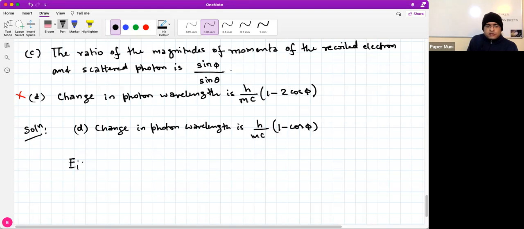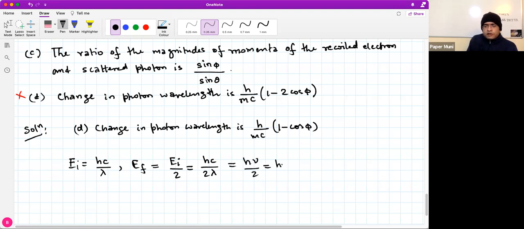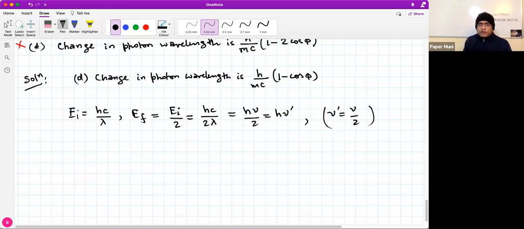Now the initial energy of the photon is hc by lambda. And the final energy of the photon is given such that it loses half of its energy, so it will become half of the initial energy. So this is hc by 2 lambda. Now we can write this as h nu by 2, or we can write h nu dash, where nu dash is equal to nu by 2. This notation is consistent with what we have taken earlier.